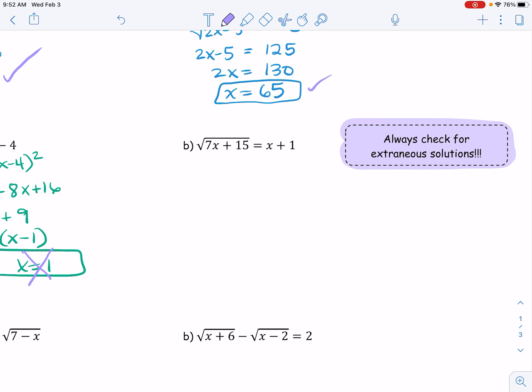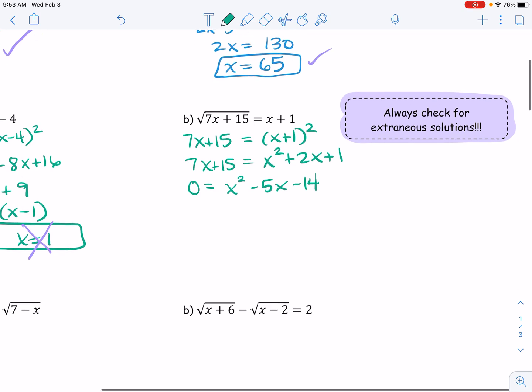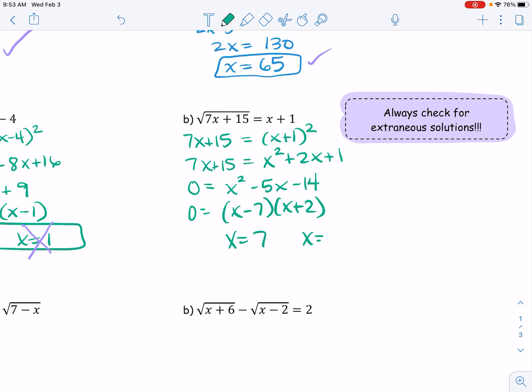Let's try it again. The square root's already isolated, so I need to square both sides. It's going to give me x squared plus 2x plus 1. Set it equal to 0 and solve for x. Are there factors of negative 14 that add up to negative 5? Yes, that is going to be a negative 7 and a positive 2. So that means x is 7 and x is negative 2.